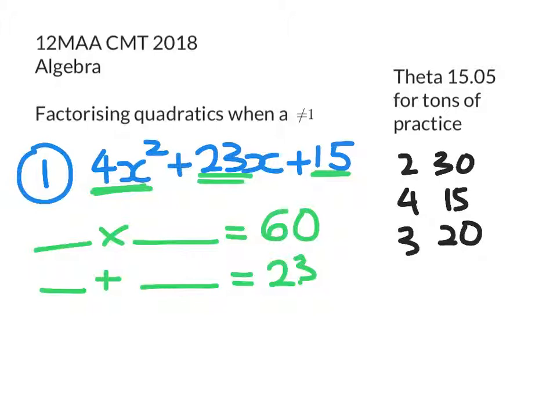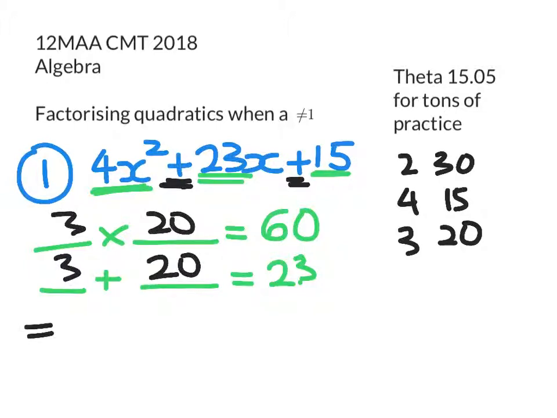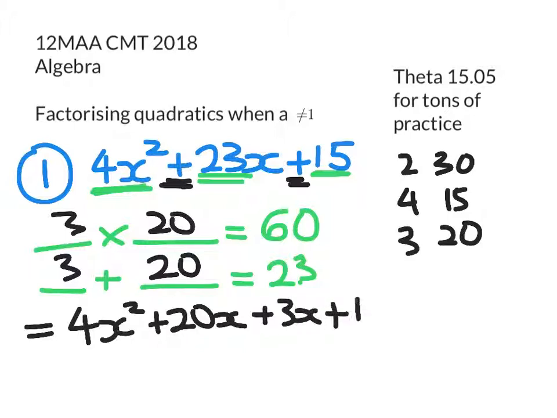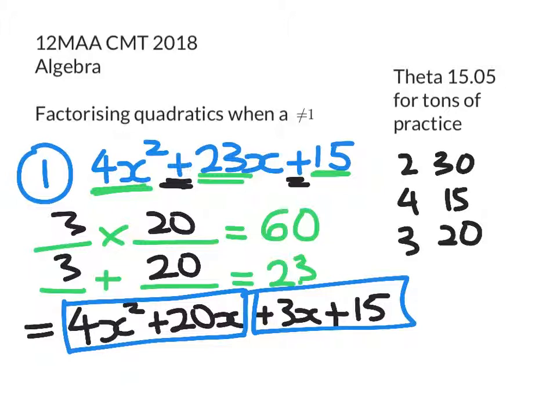This is an easy one because it's a plus plus with that pattern there. So it's going to be 3 here and 20 there, 3 here and 20 there. So now we write out the expression. We get 4x squared plus 20x plus 3x plus 15. Remember, it doesn't matter which order you do that in. Now we're going to do a little box around there and a little box around there. So I take out my common factor.